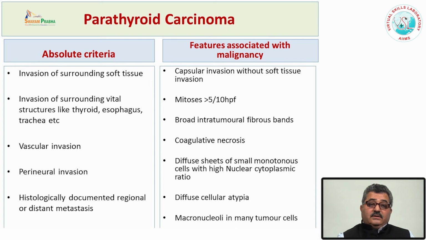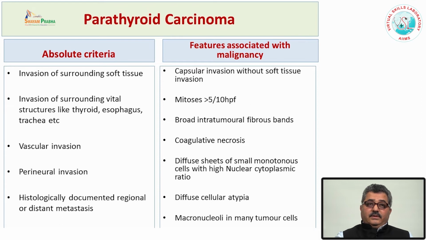The other features are invasion into the surrounding structures like thyroid, esophagus, and trachea. Vascular invasion, and the point to be remembered here is that vascular invasion should be only when it is involving the vessels outside the capsule. Sometimes because of knife artifacts, there can be tumor thrombi in the lumina of the vessels, which should not be interpreted as vascular invasion.